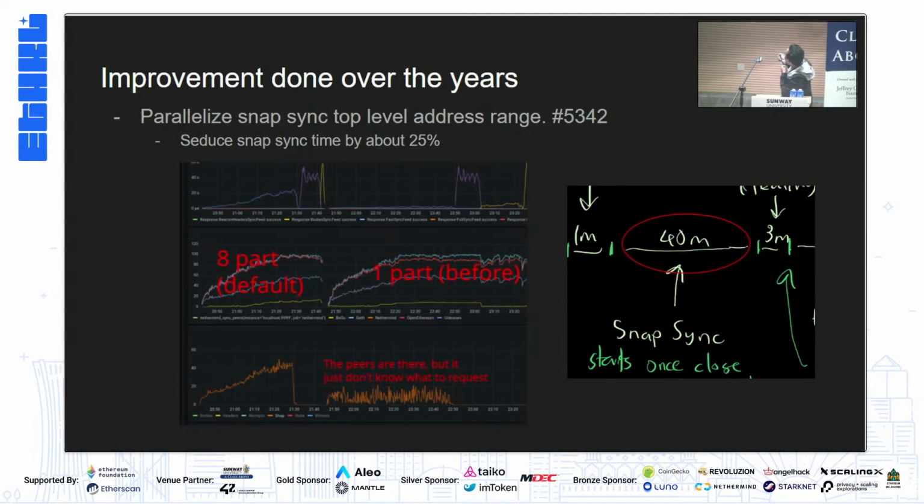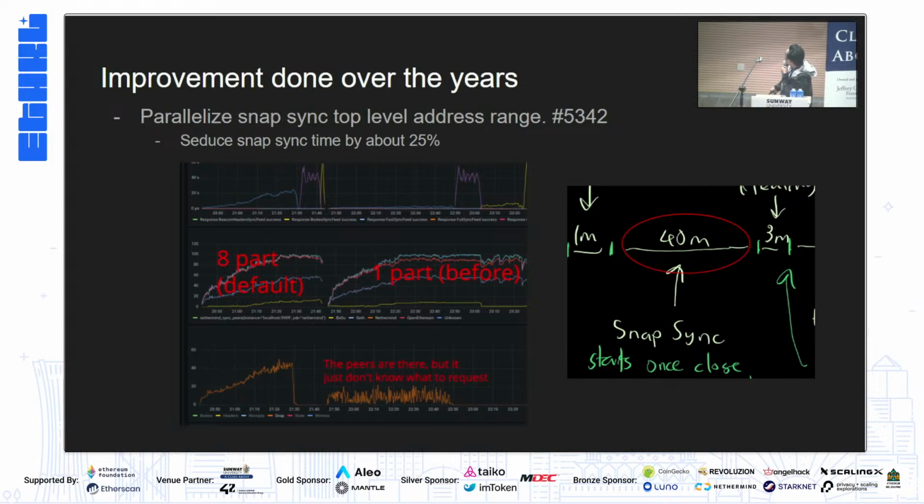And after that, we have the snap sync phase, and there's a lot of optimization done on this part, because it is the most processing-heavy part of the sync process. The most important improvement is this one, EIP 5342. A few versions ago, Nethermind still had bandwidth and processing power, but it didn't know what to do because it was blocked by a certain request which was not parallelized. This change parallelized that and split the top level address range into 8. This cut down the sync time from roughly 45 minutes or so down to 35 minutes.